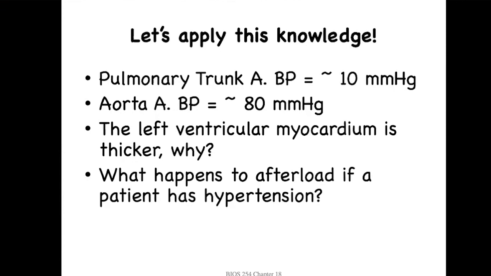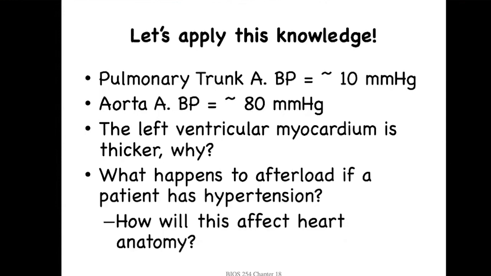So let's say a patient has a blood pressure in the aorta around 100 millimeters of mercury. That means that the ventricular pressure has to be above 100, not the 80 millimeters of mercury. In order to accomplish this, what do you think will happen to the anatomy of the heart? Think about the ventricular myocardium on the left side. What will happen to it?